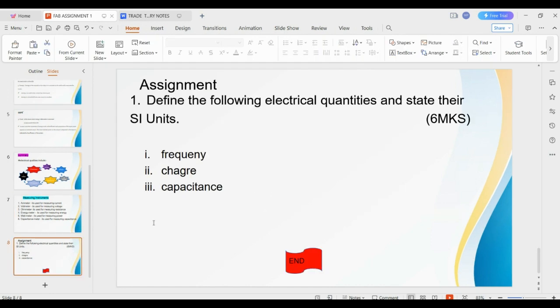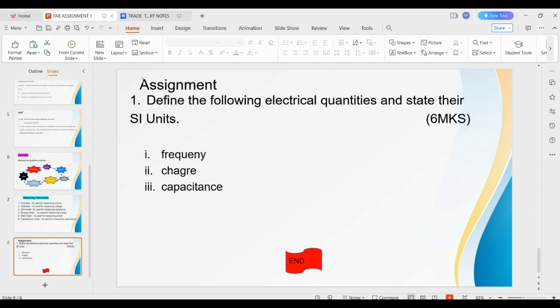If you are very keen, we have noticed that we have not talked of the measuring instrument for frequency and the measuring instrument for charge. So now it's upon you to do thorough revision or research on what is the measuring instrument for frequency and what is the measuring instrument for charge.